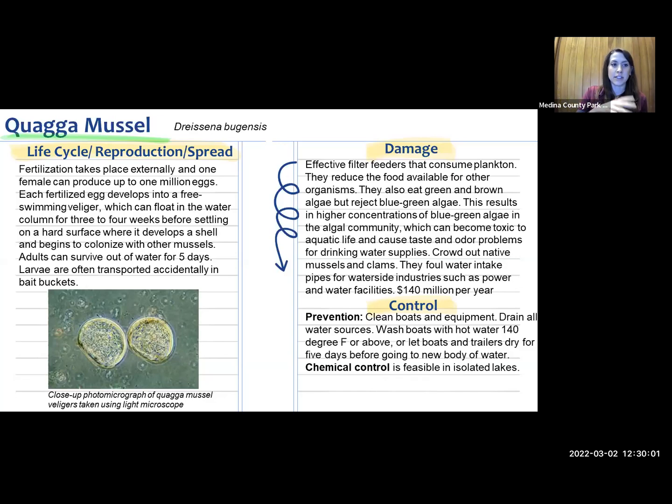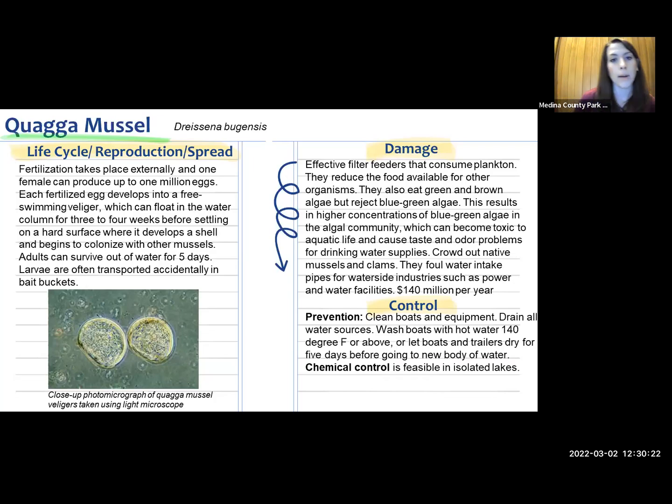Then these eggs will develop into veligers, and the veligers will swim around, spread out, and go find a new place to live. And the adults can live out of water for 5 days, which is, again, a problem, because they are often transported by accident through bait buckets and things like that.